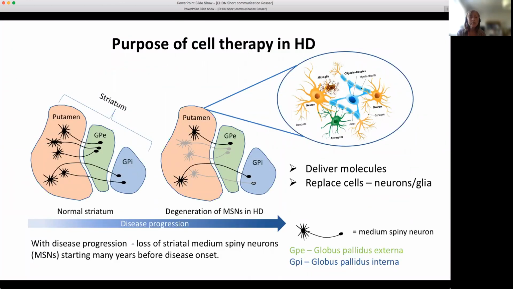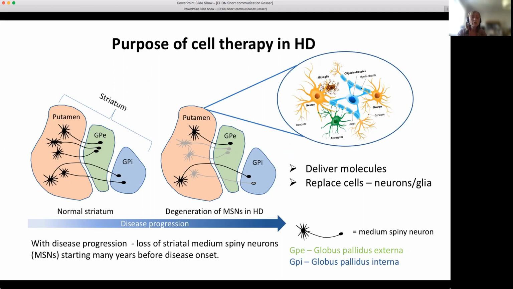The underpinning concept of cell therapy is restoration of structure and function. Within the Huntington's community, we're familiar with the idea that the striatum, shown here as a schematic, is disproportionately affected in Huntington's, and that degeneration of the striatum begins many years before symptom onset. This relative focus of degeneration provides a target for cell therapy. And the purpose of cell therapy is most commonly to replace cells lost to the disease process.